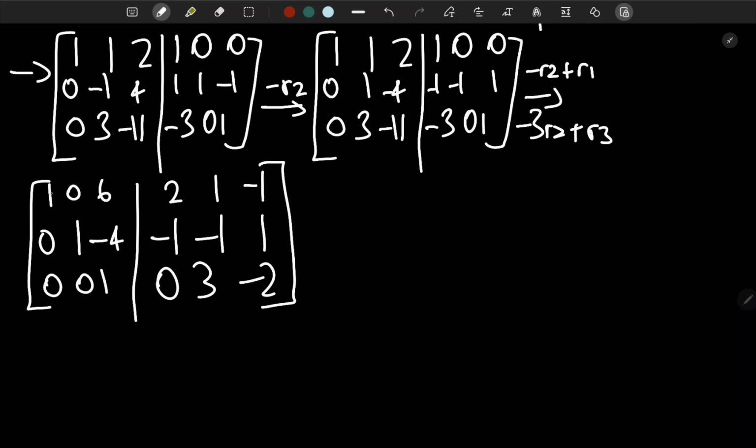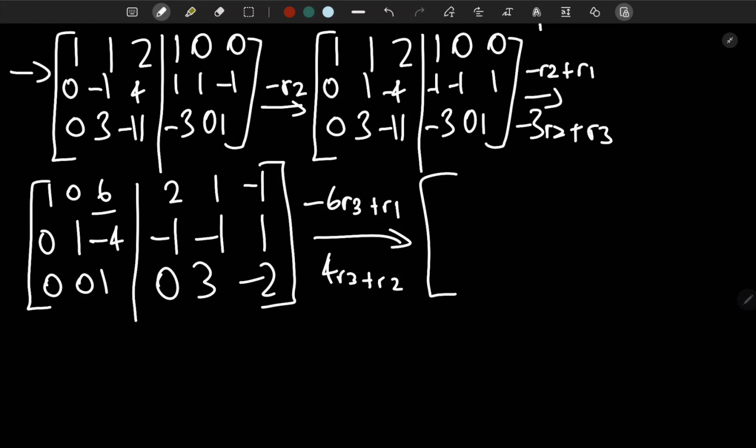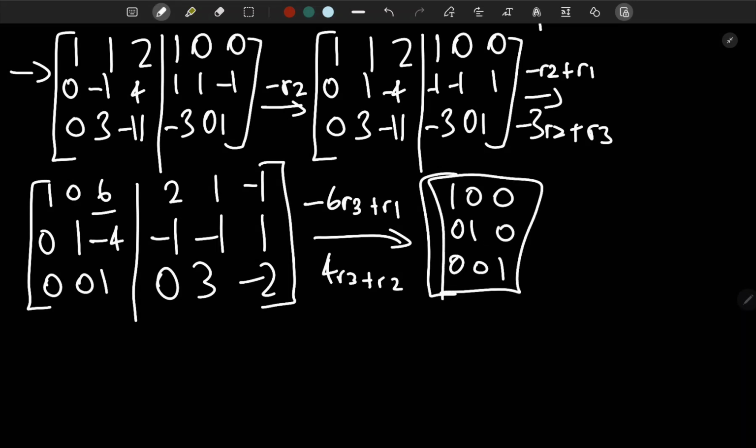So now we can notice that we have all 3 of the pivots and we have all of them as ones. Now all we need to do is get rid of these numbers above the last pivot, and that is quite simple. We can do the following operations, which are minus 6 R3 plus R1, and then 4 R3 plus R2, and the answer would be 1 0 0, 0 1 0, 0 0 1, and this is always the RREF of a 3 by 3 matrix, by the way, the left side.